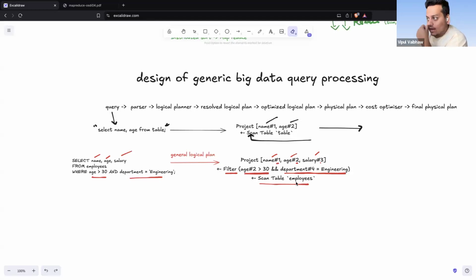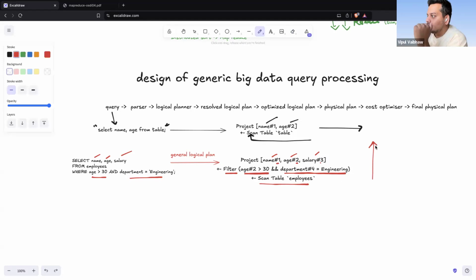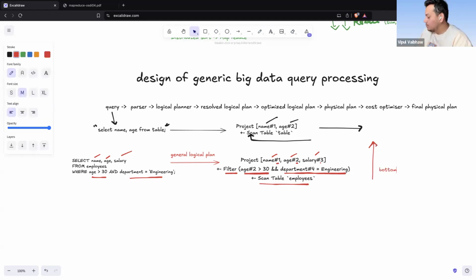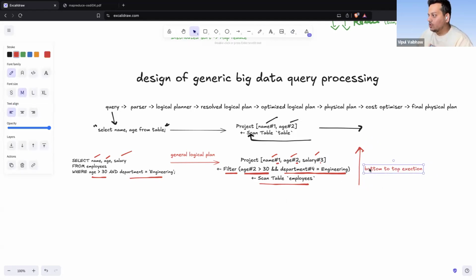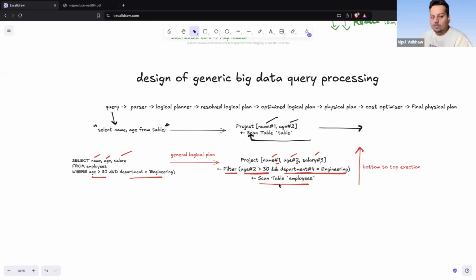That is again a good question. The logical plan is executed from bottom to top. Bottom to top execution. No indices on the table, right? So yeah, we are not assuming all those things. Very simple.